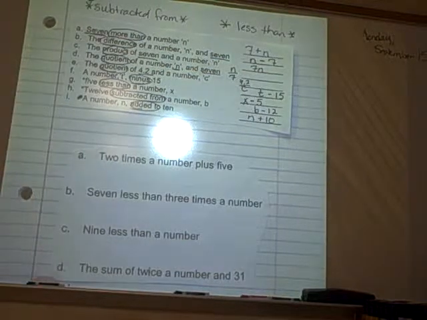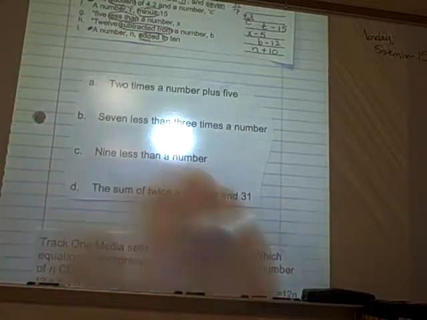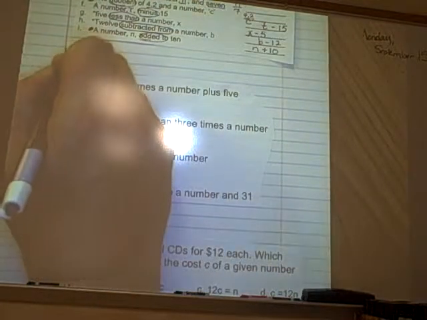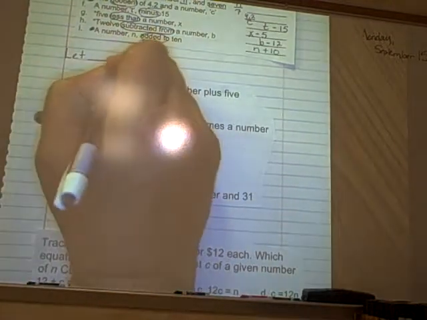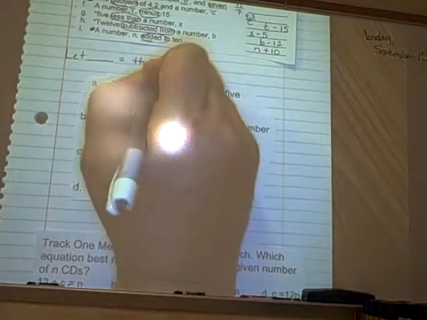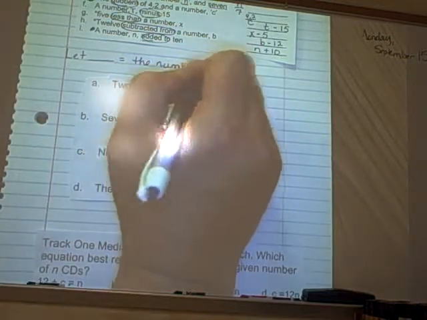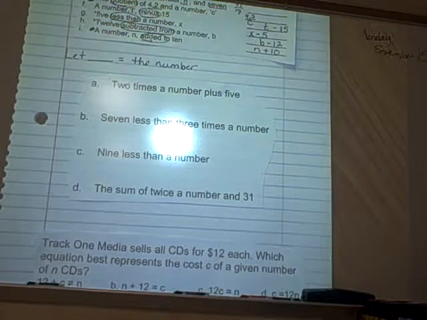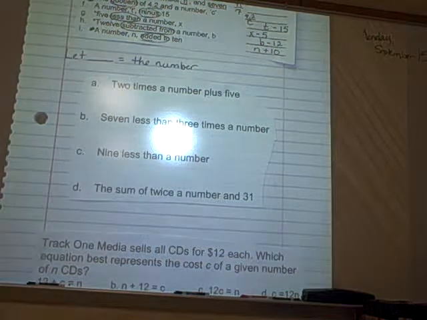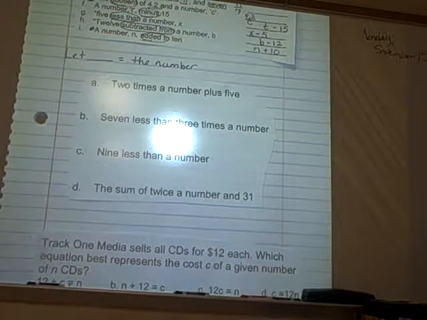Okay, on these next four, we get to pick what we want our variable to be. If it doesn't tell you, then you need to tell me. So it's let blank equal the number. And you put in the blank whatever it is you're going to use for your variable. If it's a star, put a star there. If it's your initial, put your initial there.